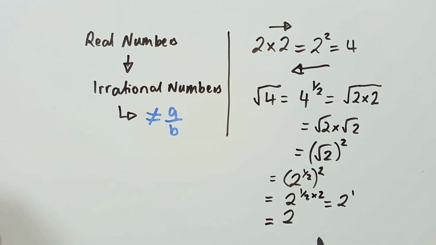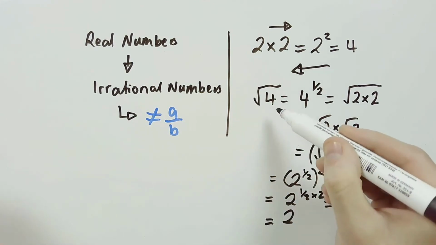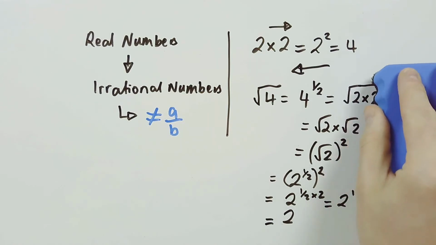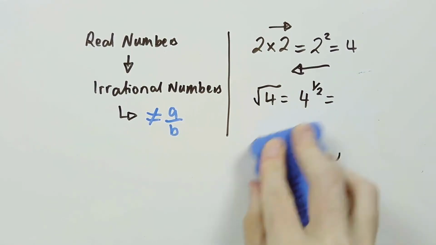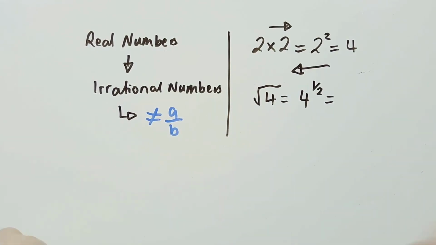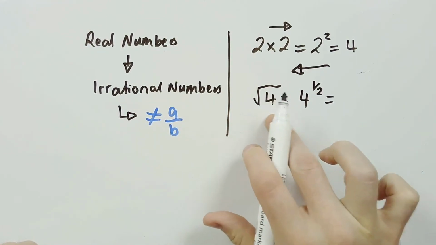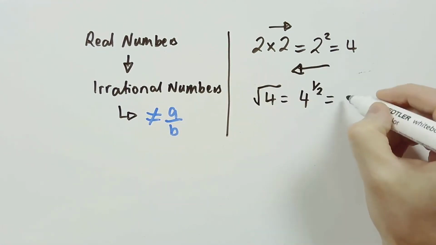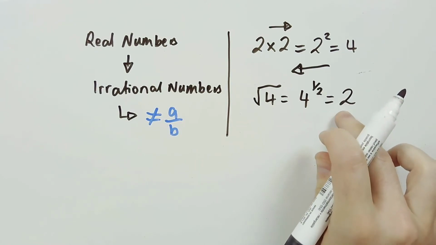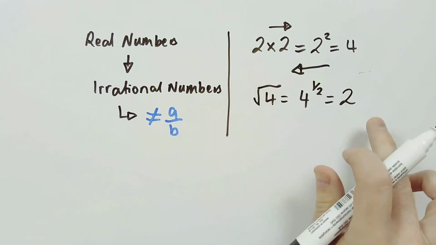So we know that the root of 4 equals 2, but that's something you should have already known. So let's continue with what we were saying. Taking the square root, in this case, is the reverse operation. These two things are the same. We get back to our original number.